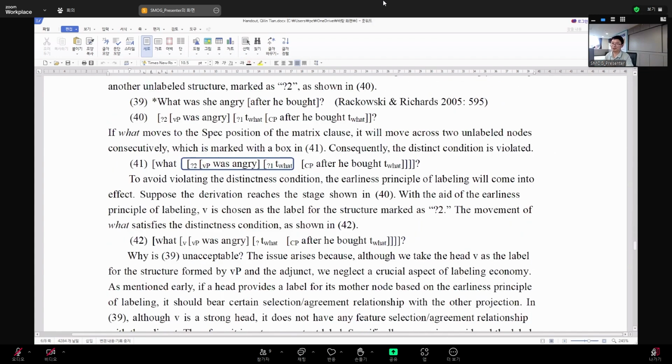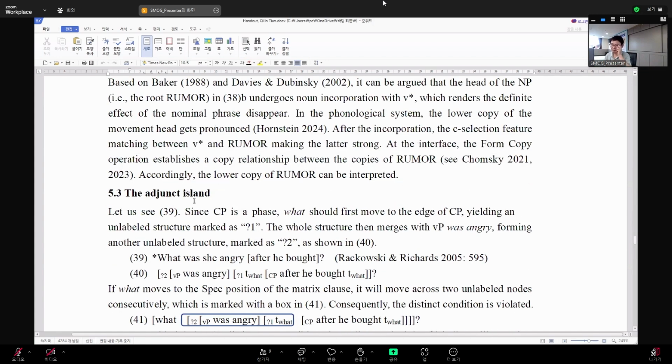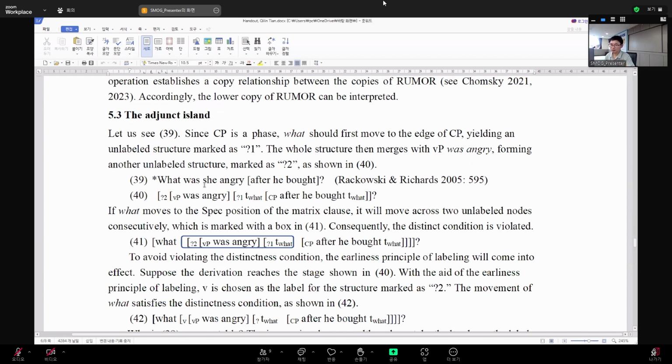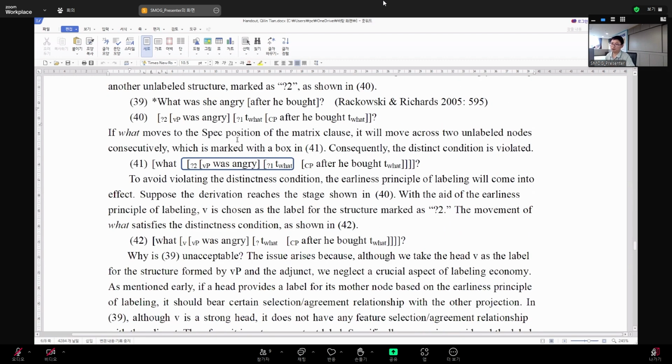Okay, I just have a brief look at my explanation of adjunct extraction. Now let's look at this. What was she angry after he bought? I think this can be explained this way. Since CP is a phase, what should first move to the edge of CP using a labeled structure, and the whole structure merges with the VP, forming another labeled structure, as shown in the photo. If what moves to the spec position of the matrix clause, it will move across two labeled nodes. This is, I think, the process where the earliest principle of labeling is ignored. If we take the earliest principle of labeling into account, the derivation should go this way.